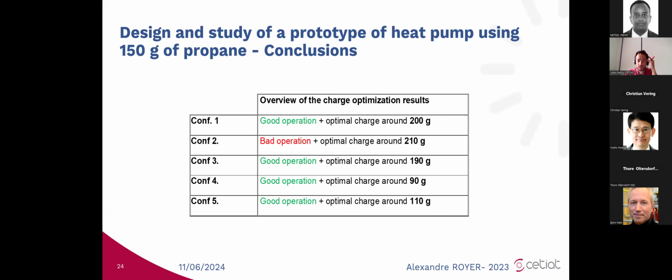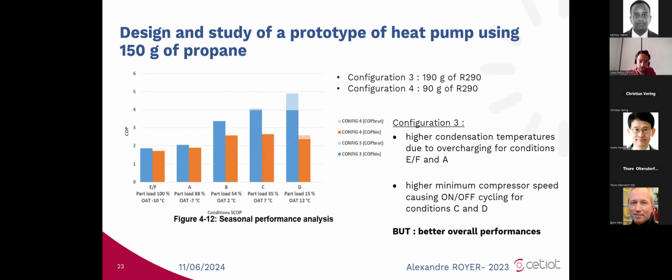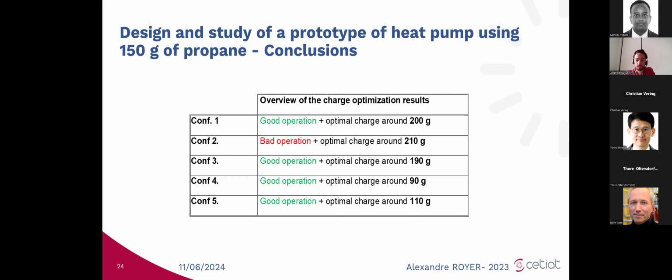In the end, there is only one configuration that really didn't work. It was the second one. If I go back, the second one was with the biggest evaporator, because then you don't have enough refrigerant to have the proper heat transfer and so on.